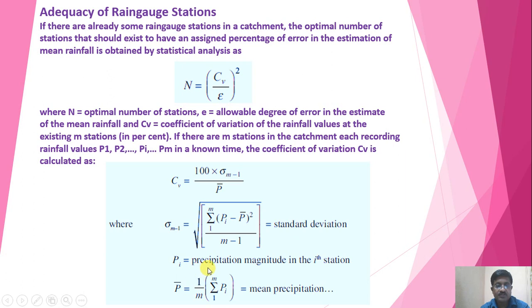Pi is nothing but the precipitation magnitude in the ith station. P bar = (1/m) × summation of Pi, which is the mean precipitation. So remember, a number of values of precipitation are given for a station, and from those values you can find out the standard deviation and the mean precipitation. Now here the formulation of the statistics comes into the picture.